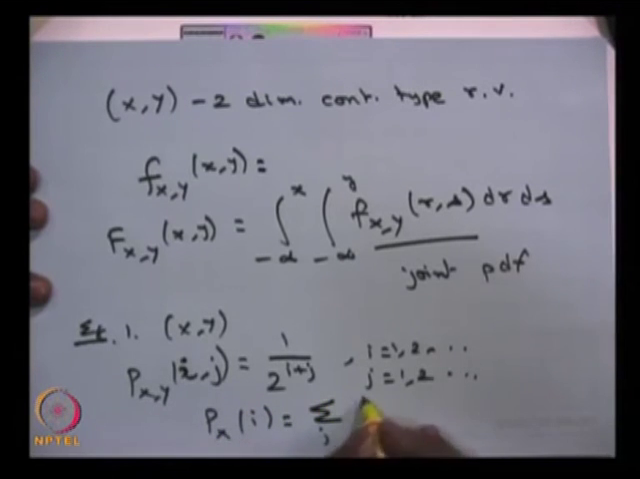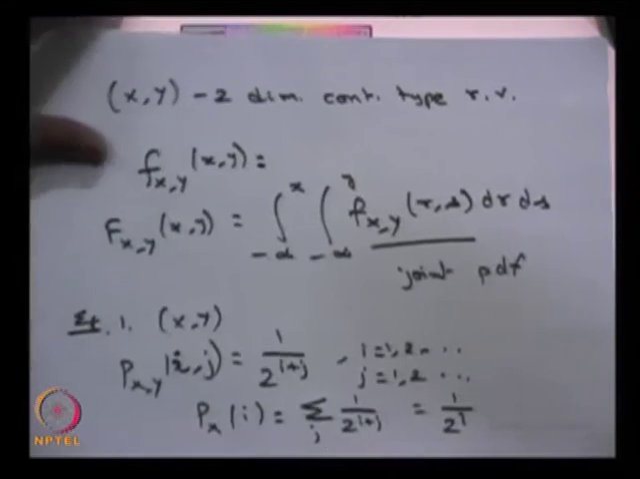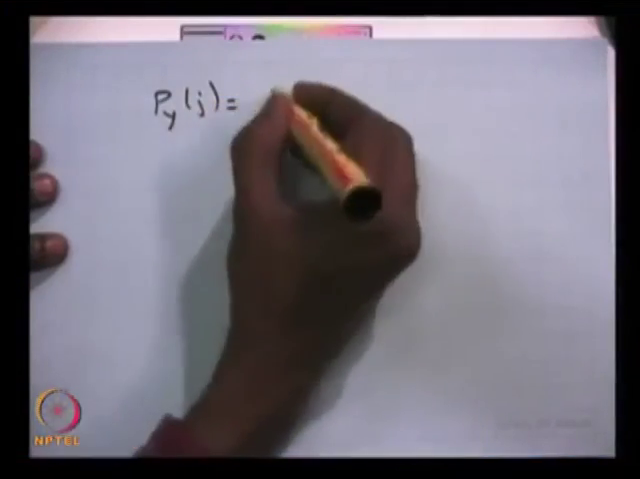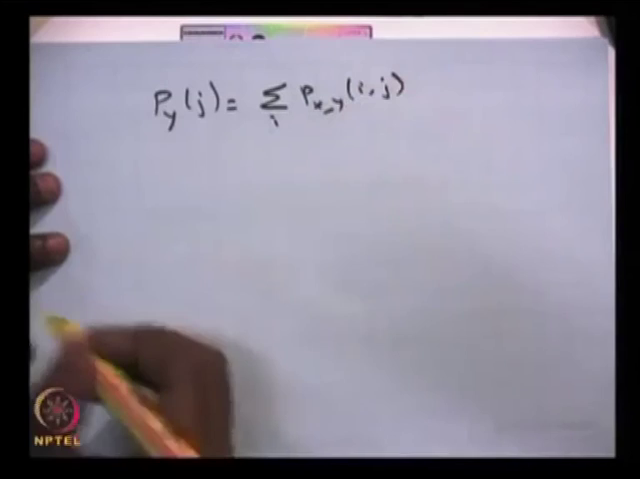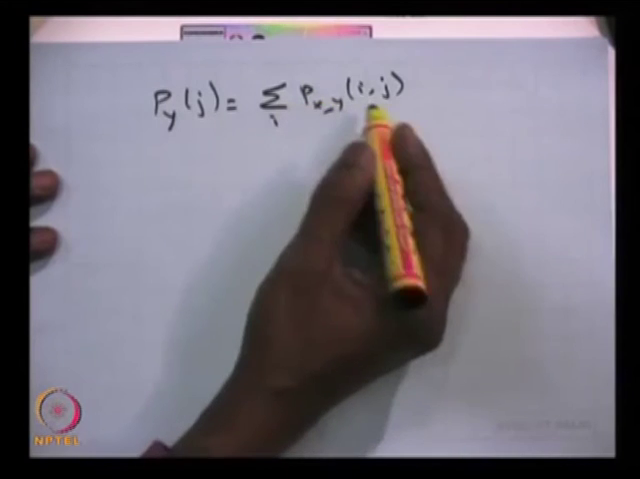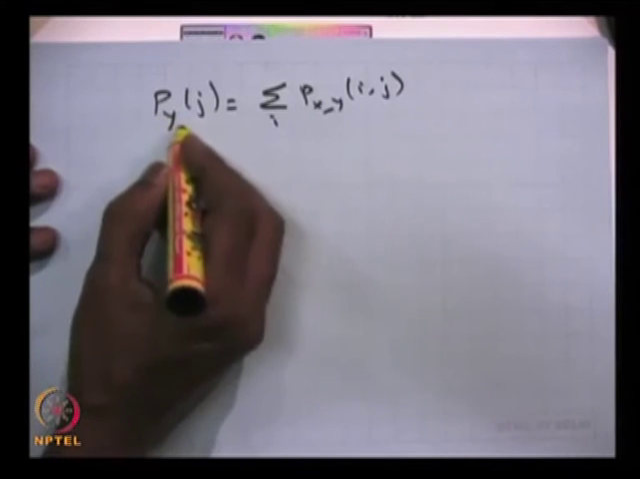j, you will get the probability mass function for the random variable x. Similarly, if you make the summation over i with the joint probability mass function, then you may get the probability mass function for the random variable y. That means from the joint probability mass function, by summing it over the other random variable, you can get the distribution of the single random variable.